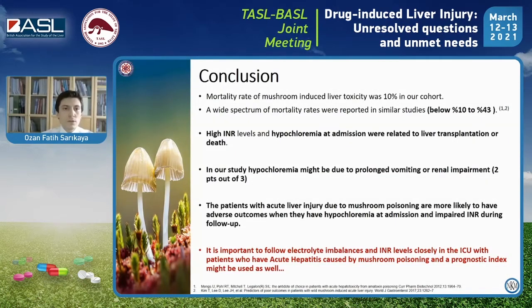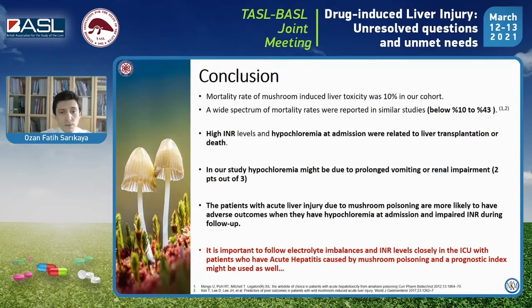And in conclusion, the mortality rate of mushroom-induced liver toxicity was 10% in our cohort. A wide spectrum of mortality rates were reported before in similar studies, from just below 10% to 43%. And high INR levels and hypochloremia at admission were related to liver transplantation or death, we found in our study. And also in our study, hypochloremia might be due to prolonged vomiting or renal impairment. 3 patients had renal impairment, 2 out of 3 had hypochloremia.